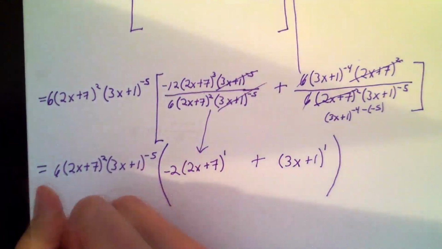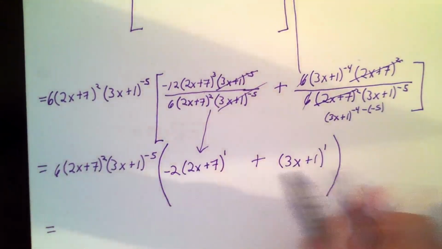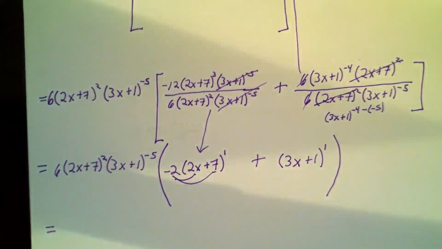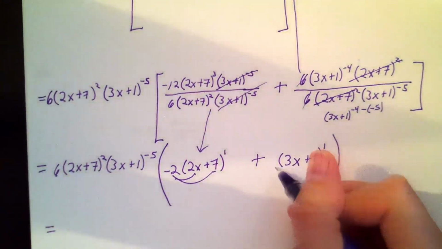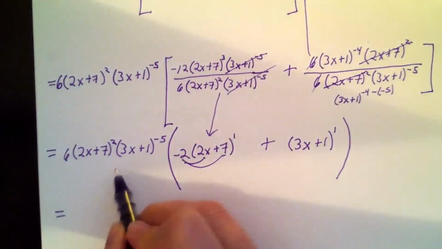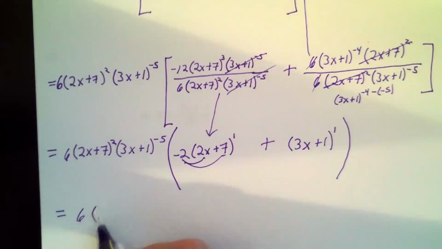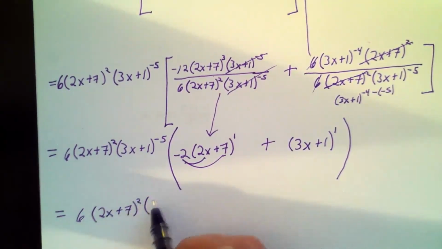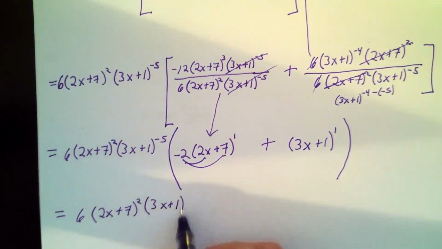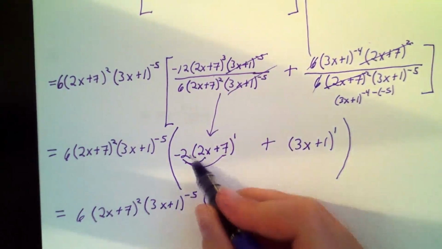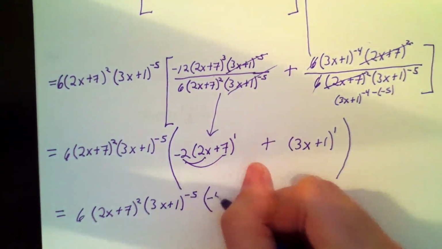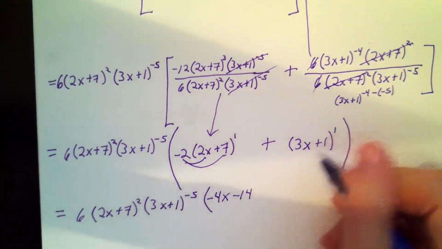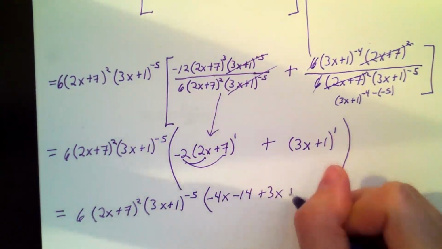Let's simplify it down a little bit more. The part in big parentheses, I can take this negative 2 and multiply it in. Why not? And then this is just plus 3x plus 1. So this greatest common factor, still just hanging out up front. We're not doing anything with it. Inside the parentheses, I've got negative 2 times 2x is minus 4x. Negative 2 times 7 is minus 14. And on this side, I have plus 3x plus 1.